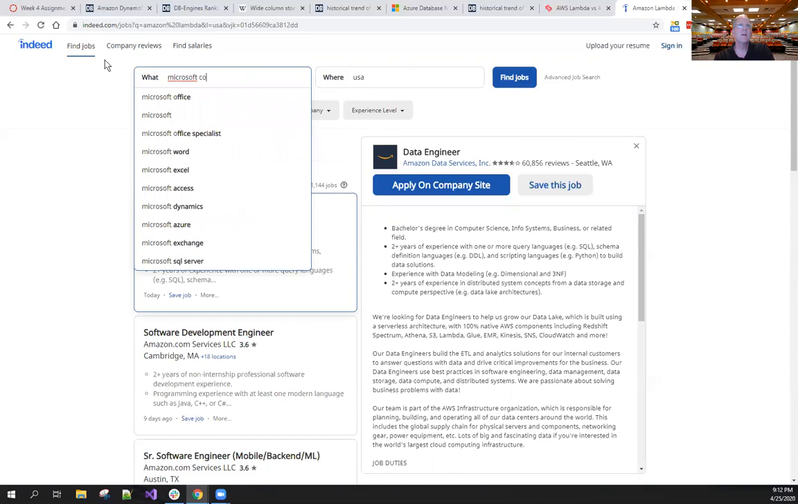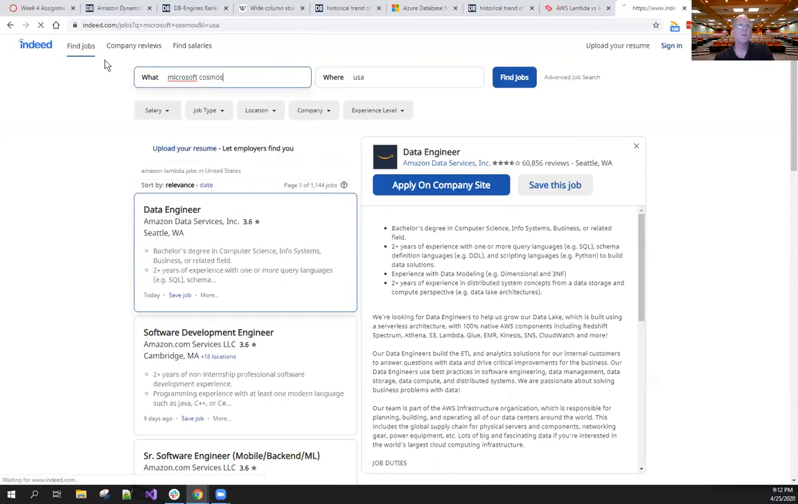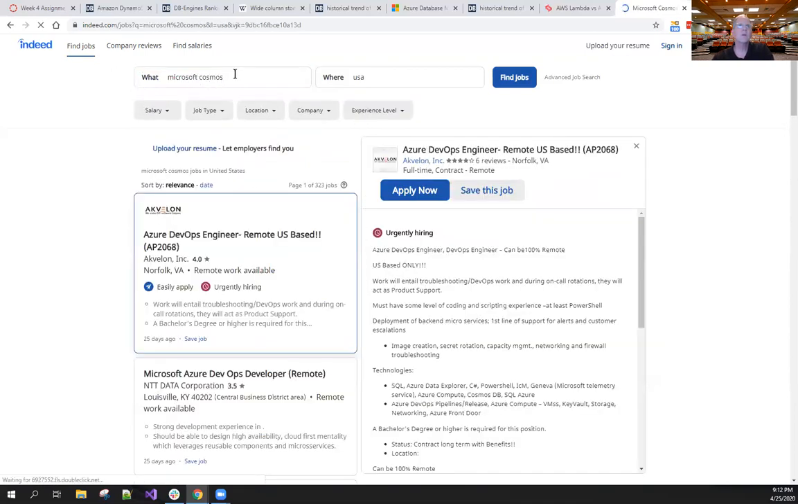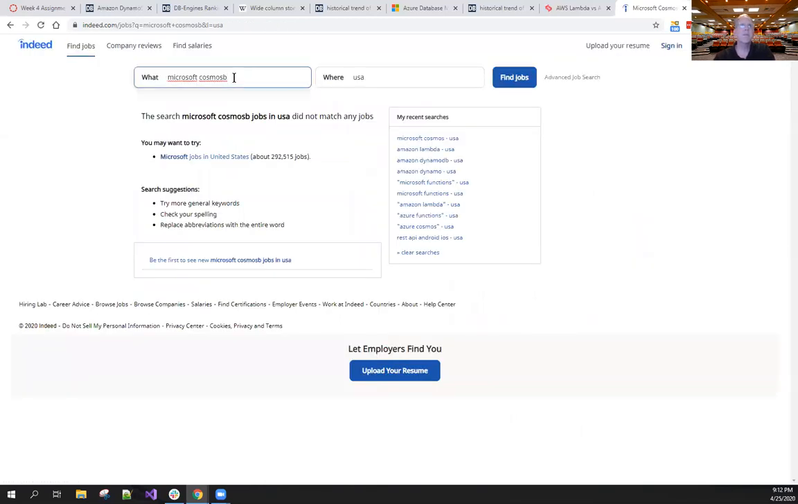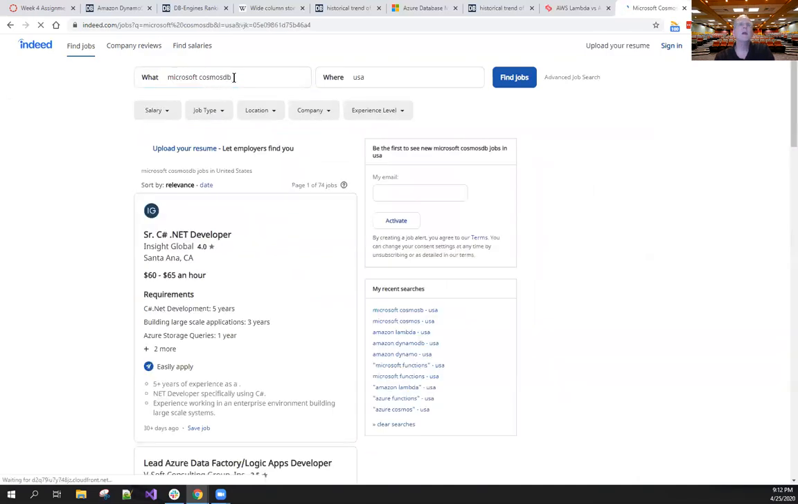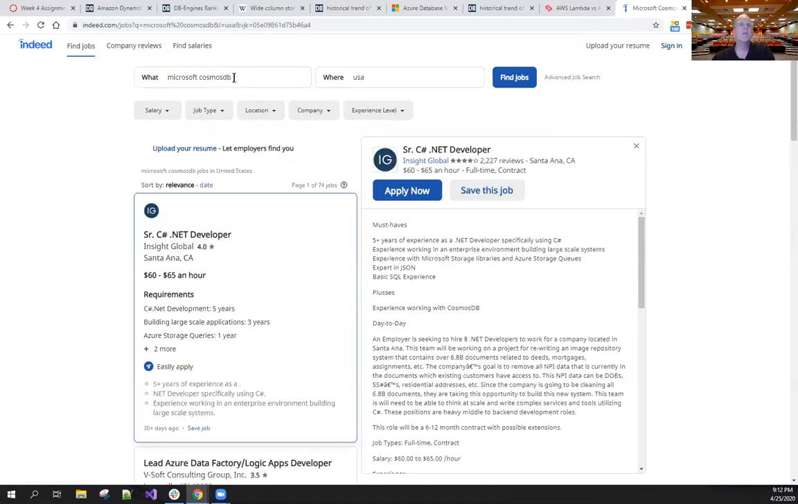Microsoft Cosmos. 323. Oh, no. Cosmos. Kind of looking like Amazon is a more sought after skill set.